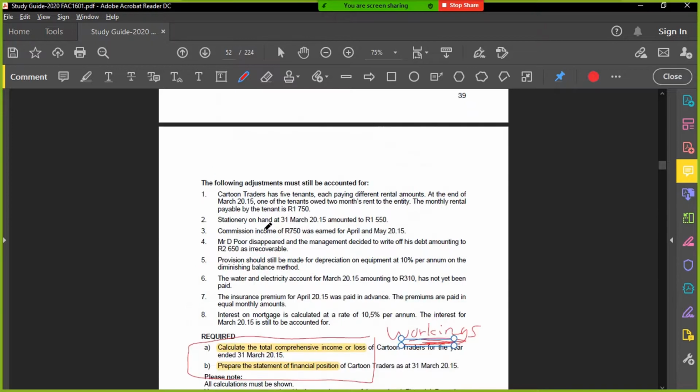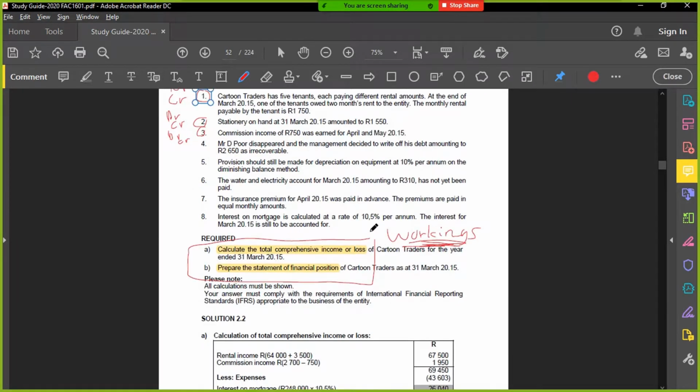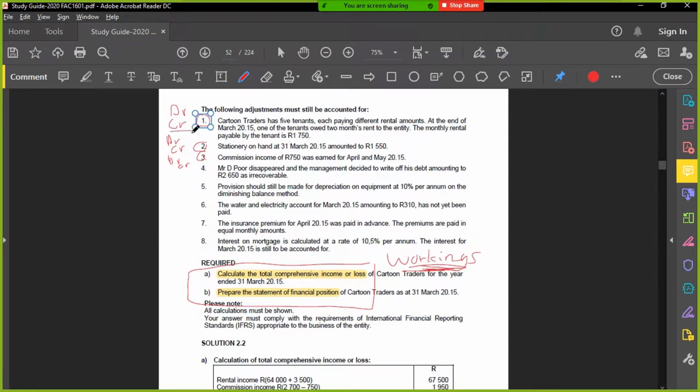All right, so for each of these, for transaction number 1, debit, credit. For transaction number 2, debit, credit. For transaction number 3, debit, credit. Because that'll help you more than doing the disclosure. You'll see how easy the disclosure is if you know how to get the debits and credits. Okay, so I'll just do the workings for question 2.